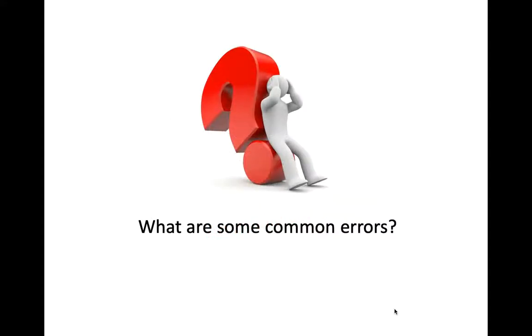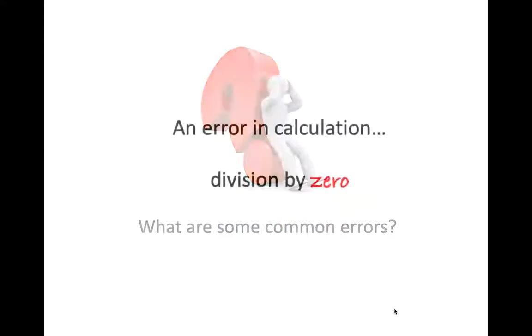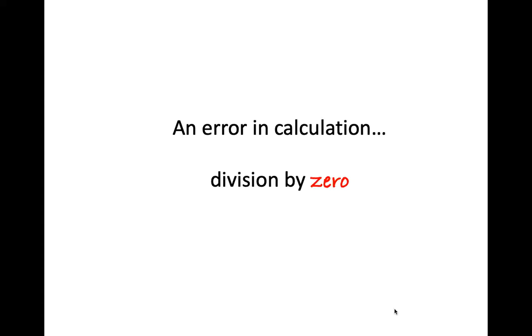So, what are some of the common errors that we see? Well, errors in calculation would be one of the first ones. Now, this can be anything. This can be someone forgot to distribute a negative, they forgot to distribute a number 2, they've added things incorrectly, they've done any number of algebraic errors. But the big one that we want you to watch for is division by 0. As you know, dividing by 0 is something that we cannot do in our mathematical system.